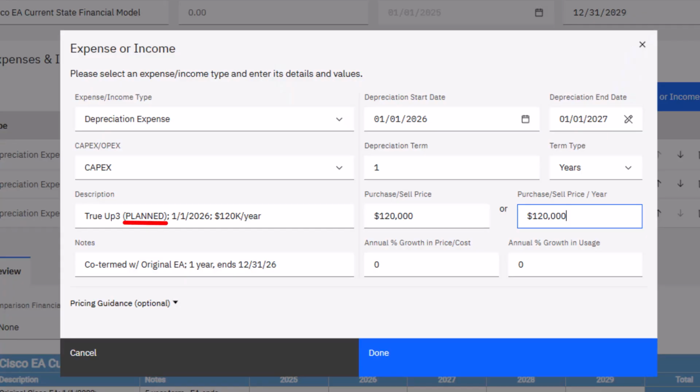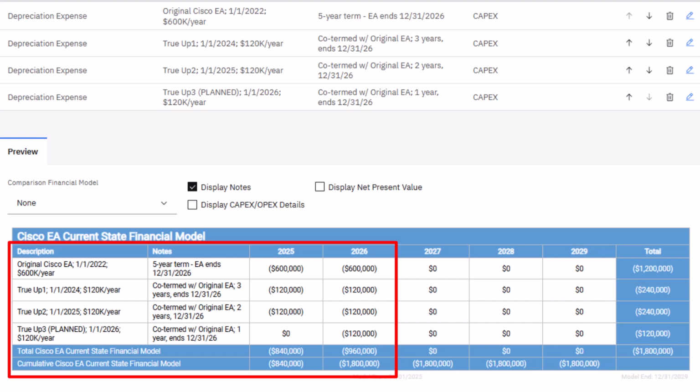It's important to list out any assumptions that you make so that it's clear both to you as well as anyone else that's looking at the financial models. All right. This looks pretty good so far. We've got the main costs associated with the original EA built out in our current state financial model.